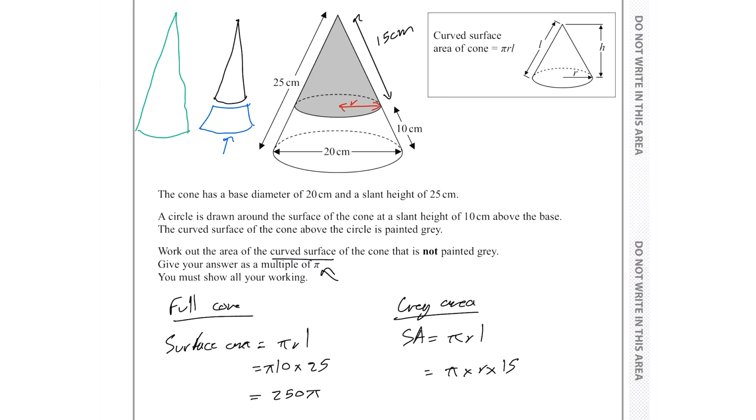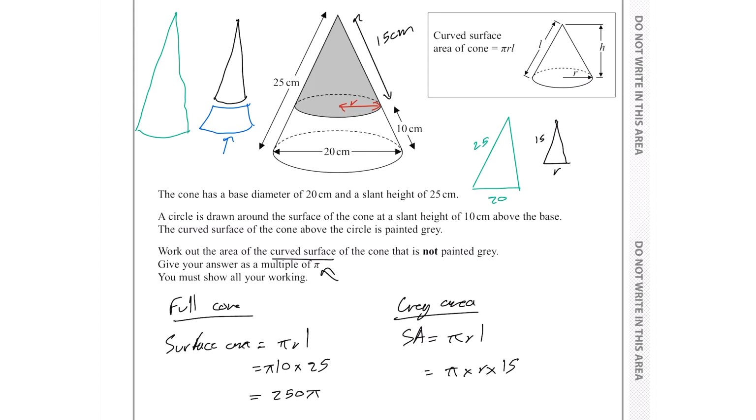Okay, so we need the radius on this. I'm just having a think about how we would get the radius. So we have the full cone, that's 20, and the side's 25. And then we have the grey cone, where that's what I'm trying to find, but I know the side's 15.